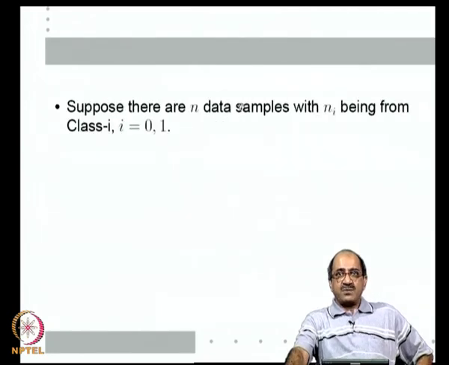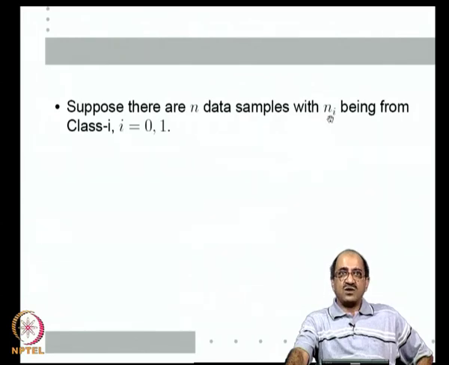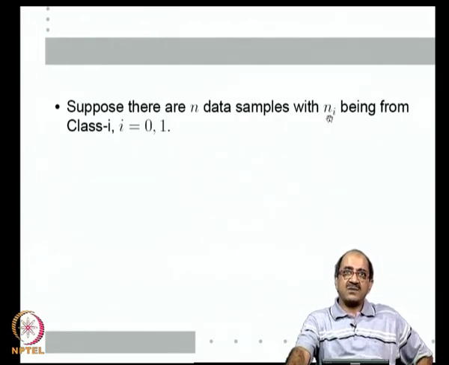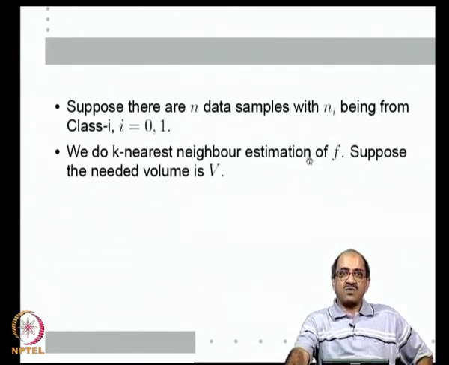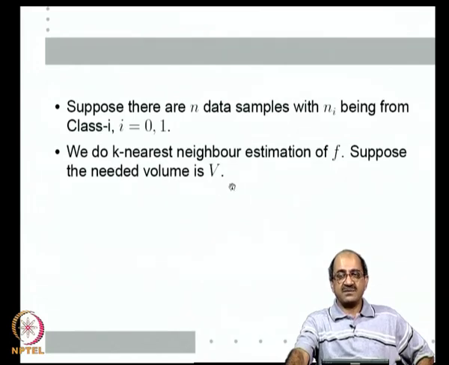Suppose there are n data samples of both classes, out of which n 0 are from class 0 and n 1 are from class 1. Let us say we do a k nearest neighbor estimate of f, the overall density. So, for the overall density we do not have to consider class labels. I have n data samples and I want to estimate the overall f, and suppose at a particular x for the k nearest neighbor estimate the needed volume element is v.